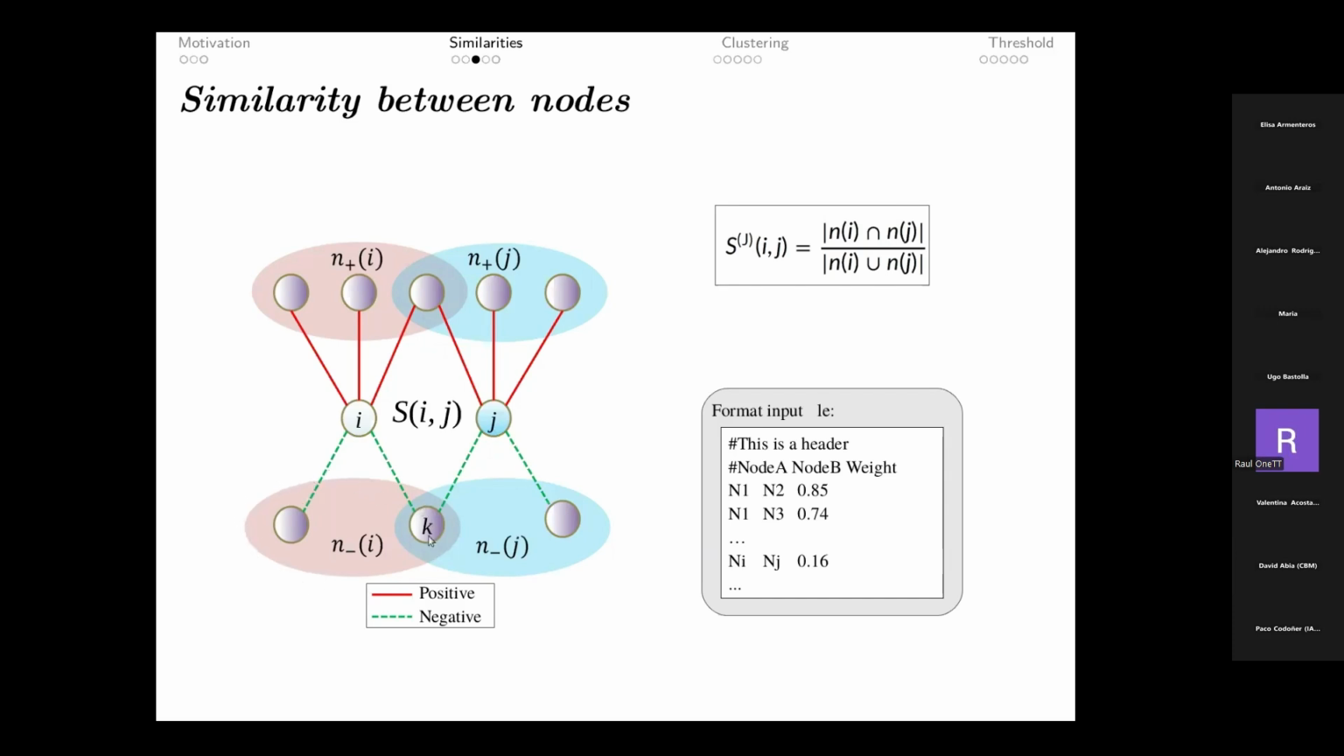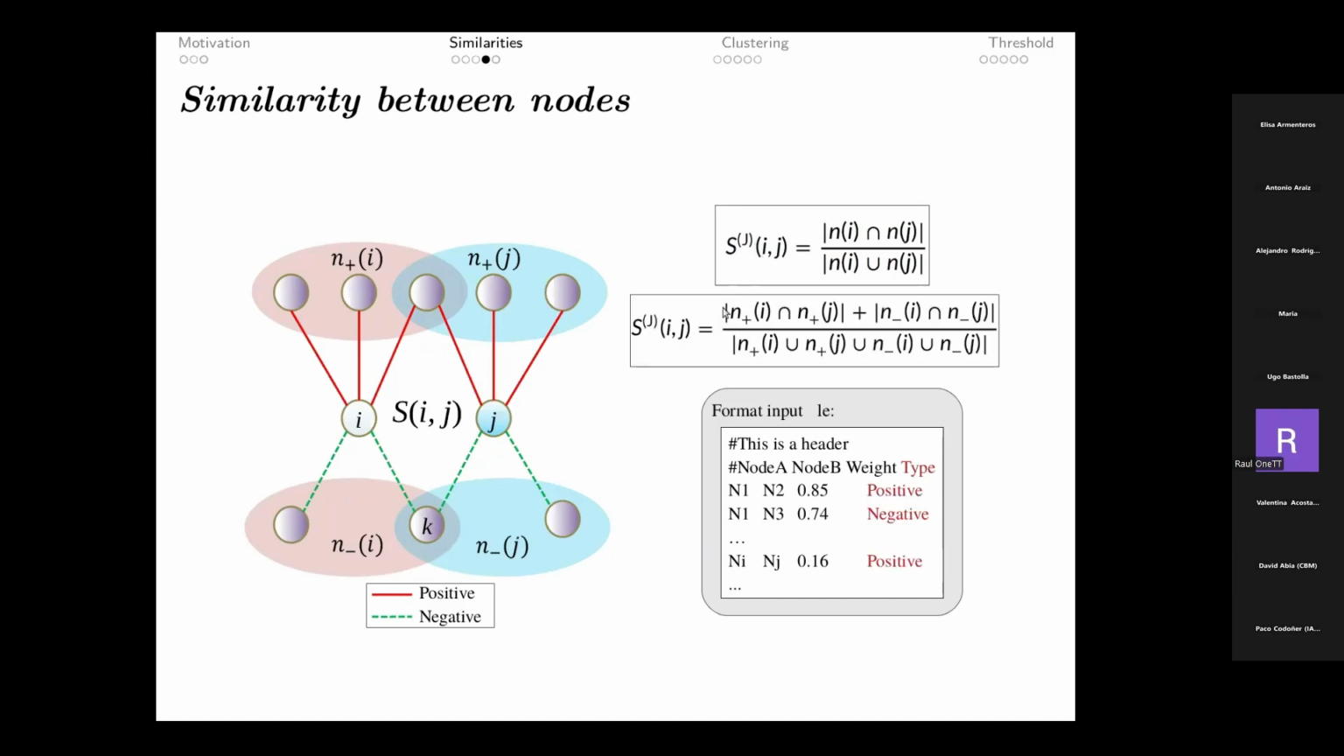In that case, I just need to identify the different subsets for node I, the positive links and the negative links, and the same for node J, the positive links and the negative links. And now I need to extend somewhat the Jaccard similarity considering these different subsets. So I'm going to look at the intersection of the positive links on the one hand plus the intersection of the negative links on the other hand divided by the whole union.